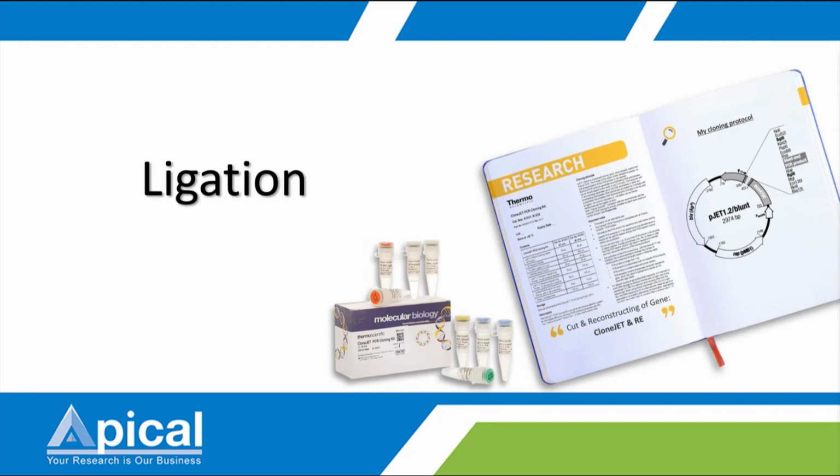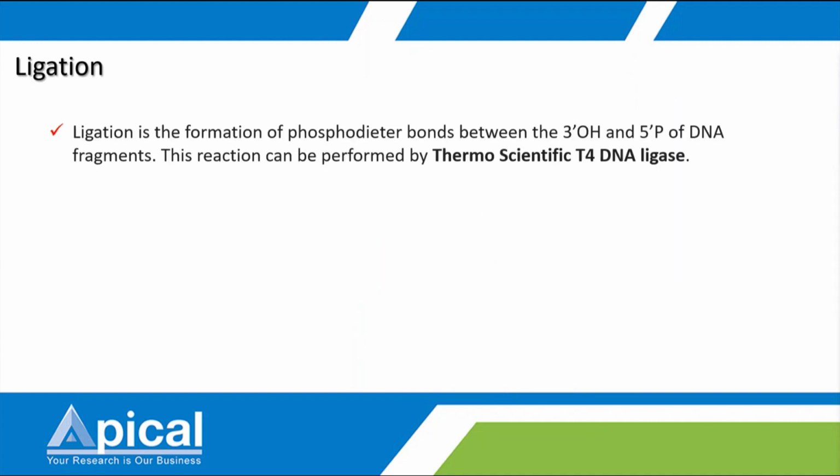So ligation, I can say, is the most simple step in cloning. It is a process of phosphodiester bond formation between, as I mentioned just now, the 3' OH and the 5' phosphate group of the vector and insert. This reaction can be performed by using the Thermo Scientific T4 DNA ligase.